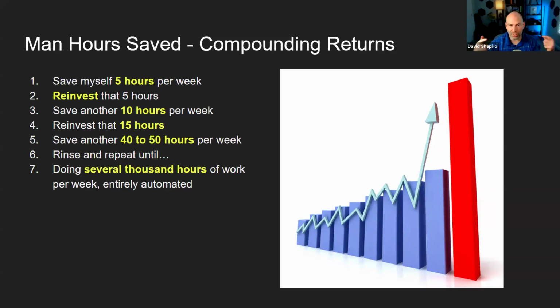There's all kinds of ways you could implement this, but save yourself 5 hours a week, then take that additional 5 hours to save another 10 hours. Now you've got 15 hours a week back already. Do that to do another 15 hours. Now you've got 30 hours a week back, so on and so forth. Rinse and repeat until you're literally doing several thousand hours worth of work per week every week, and all you're doing then is watching the automation and maintaining the automation.